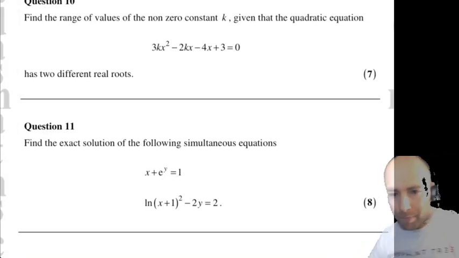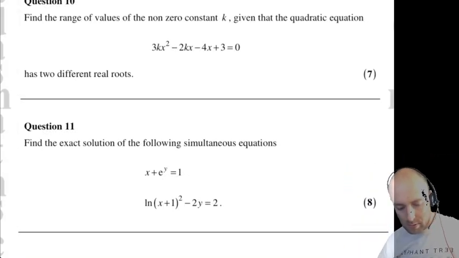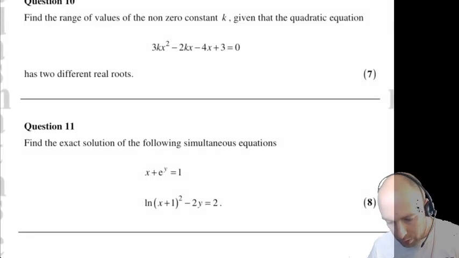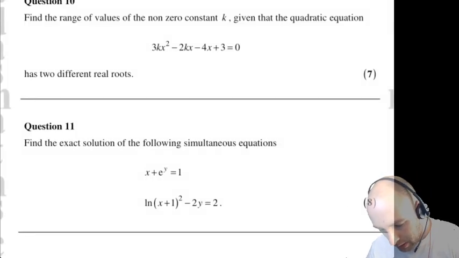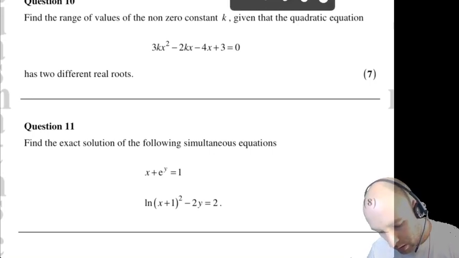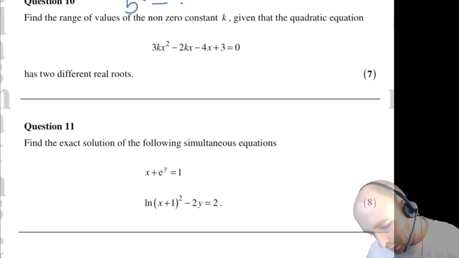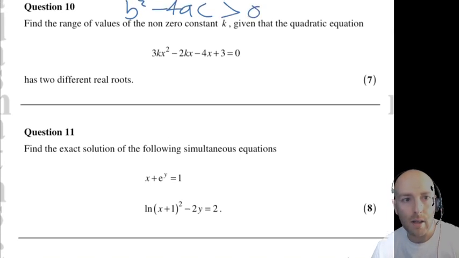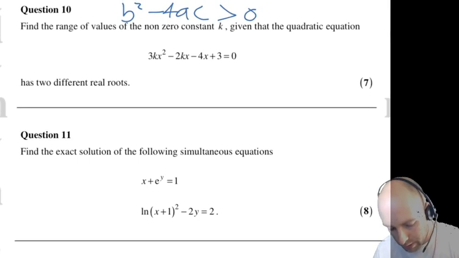Cool. All right, let's do it. So, two different roots means the discriminant b squared minus 4ac should be greater than 0. So you can't see that, can you? b squared minus 4ac greater than 0. So we need to find a, b, and c. So a is easy, a is free.